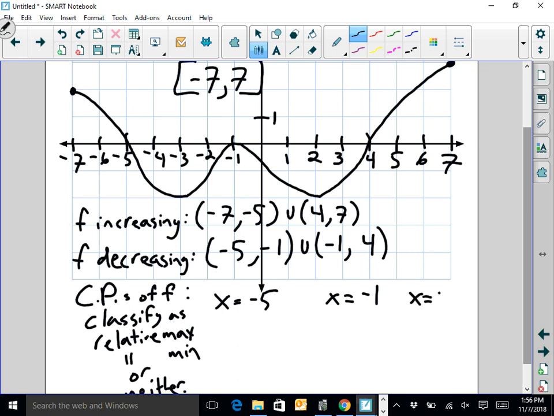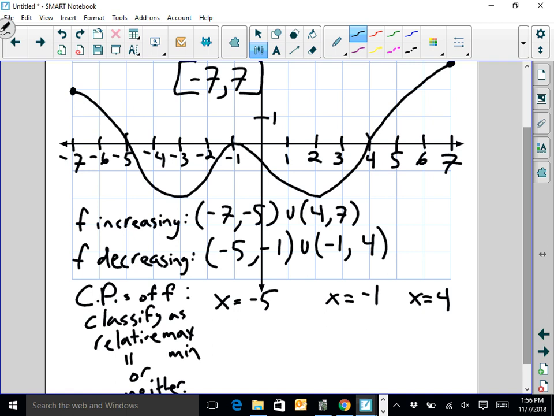Now I want to classify them. X equals -5, okay? I can tell right away that this is going to be either a max or a min because I actually crossed the x-axis. But how do I change? How does my f prime change?